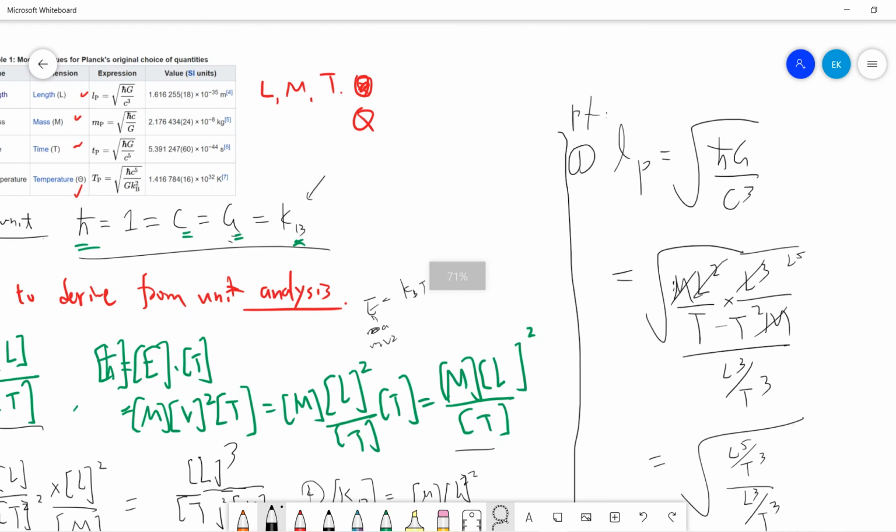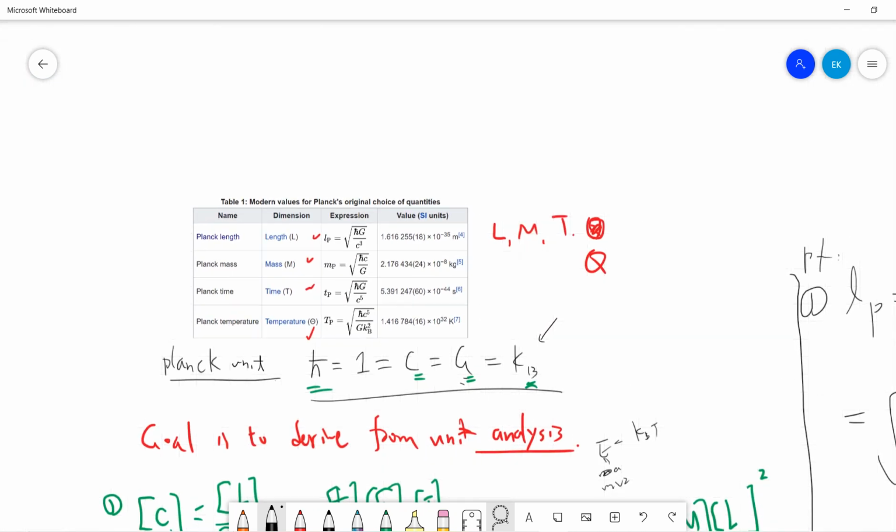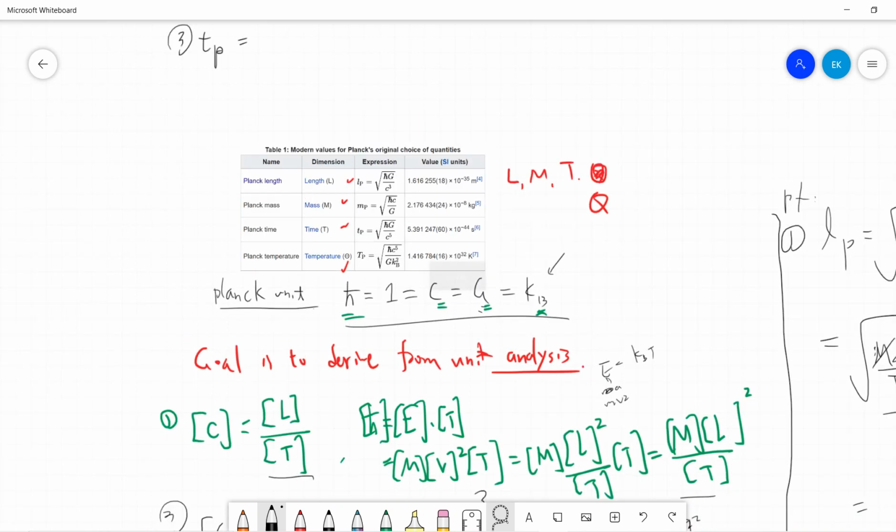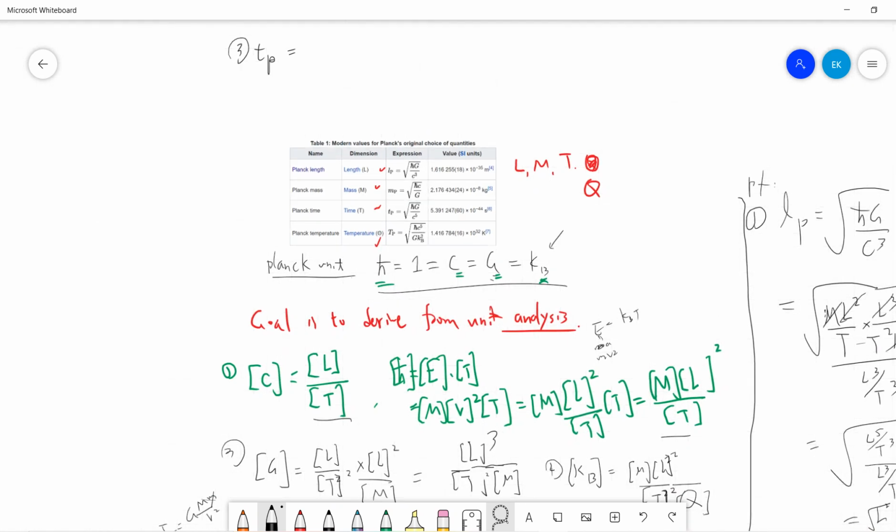Okay, so finally let's talk about the third one. Basically, it's the time, so the TP. So it's the square root of h bar G divided by c to the 5. Okay, so let's shrink a little bit. So h bar is still m l squared divided by t, right? Times G. So G will be l cubed divided by t squared m, and then divided by c to the 5. Okay, so this is very large.